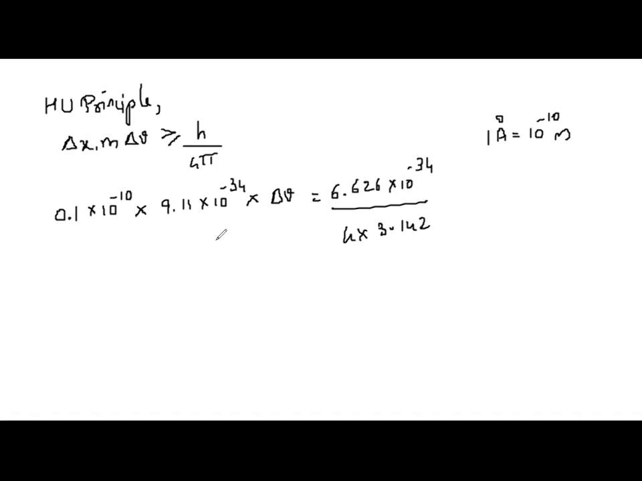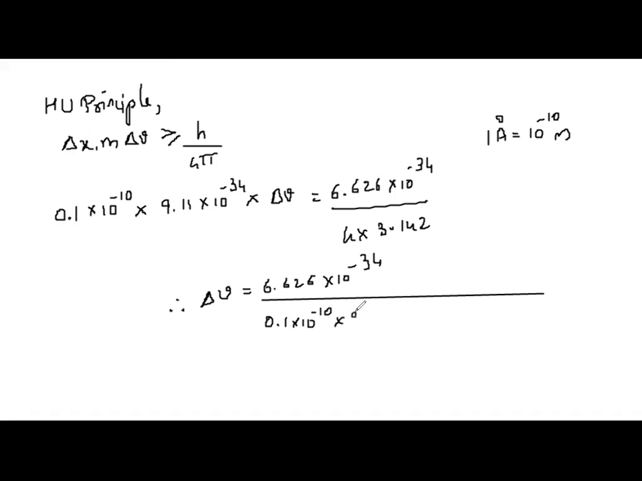Yes, substitute it. So therefore I can write delta v is equal to 6.626 into 10 raised to minus 34, the whole divided by 0.1 into 10 raised to minus 10 into 9.11 into 10 raised to minus 34 into 4 into 3.142. Correct? And solve it out. When you solve everything, you will get the answer 5.79 into 10 raised to minus 10 minus 34 minus 44. When it goes to the numerator, plus 44 minus 34 becomes 10.